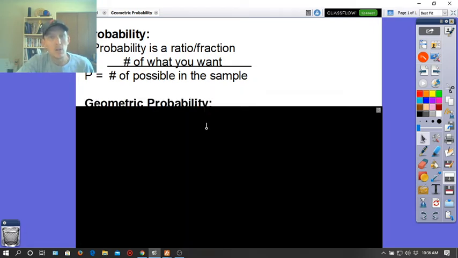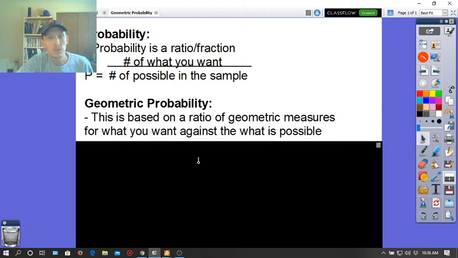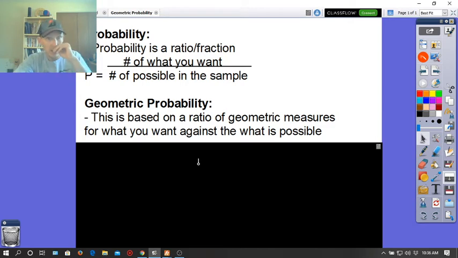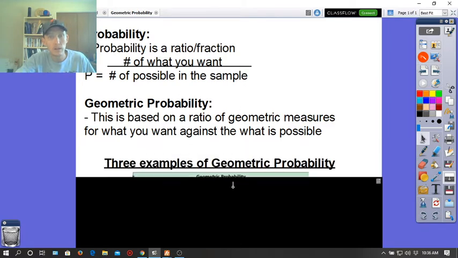All right. Geometric probability, though, is based on geometric measures, and this is a measure of what you want versus what is possible. This could all be based on shapes. It could be based on circles. It could be based on line segments. There's any number of things that we could use for the what I want versus the what is there.